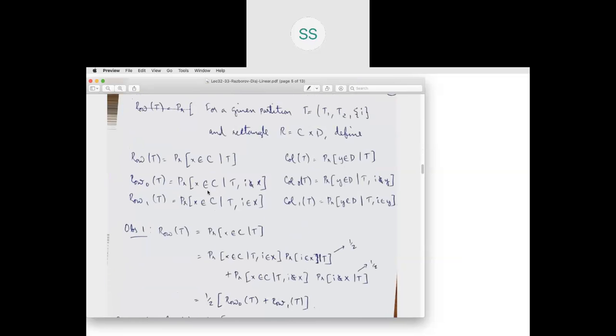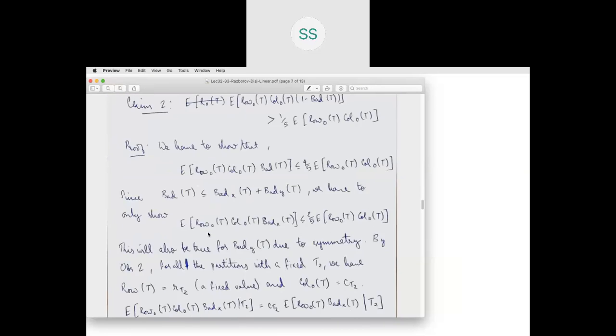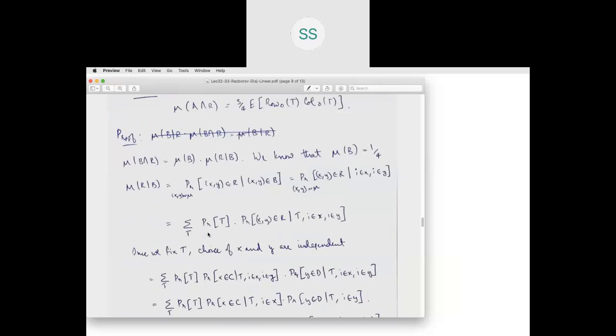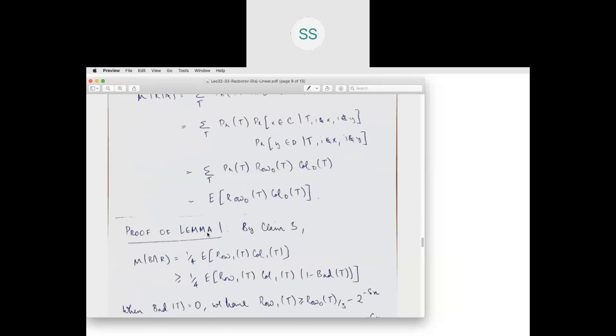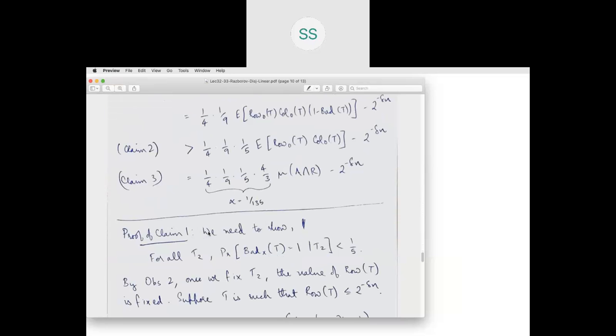Again, this is the definition of row t, row 0 t, row 1 t, and so on. I guess we'll just recap things as and when we need them. All of this is done. So now let us go to the proof of claim 1.